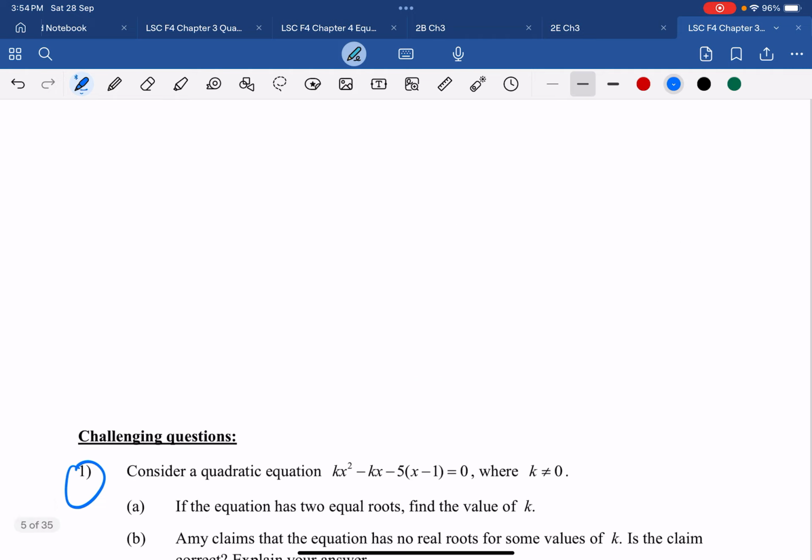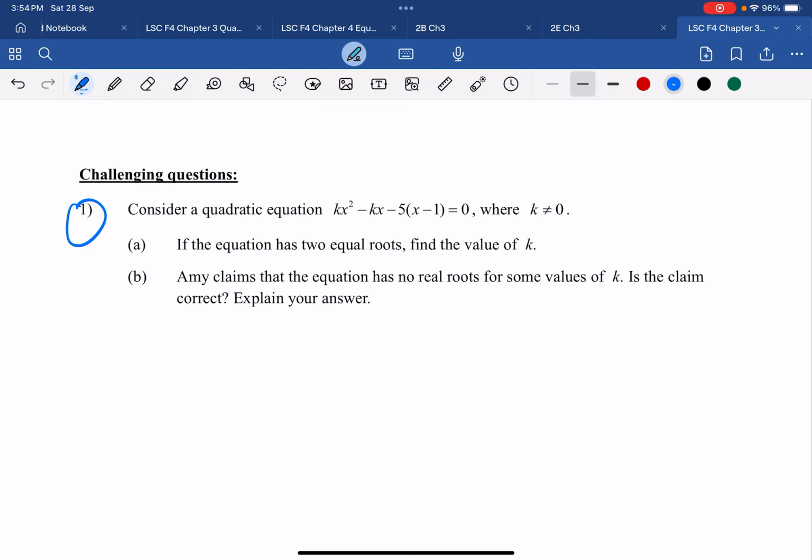Okay, so now let's check the answer for challenging question 1. This question looks like those in the quiz. So the quadratic equation that we have now is kx squared minus kx plus 5 minus 5 multiplied by x minus 1 equals 0, and k is not 0 for sure. If the equation has 2 real roots, then find the value of k.